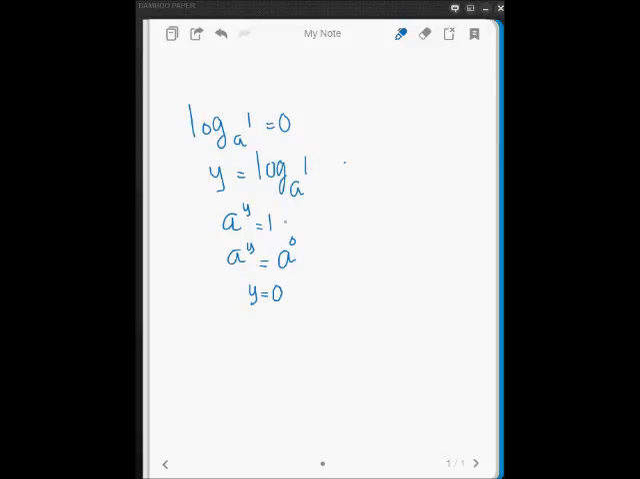Okay, the next one, and this one goes with this, so we'll do this side by side a little bit.